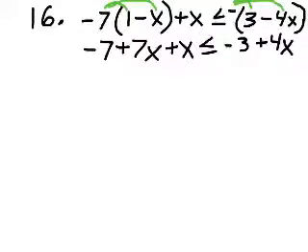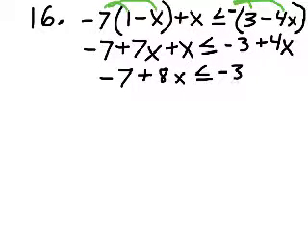There's nothing to simplify on the right, because we can't combine that negative 3 and that 4x. On the left, though, we have two x terms. So 7x plus x is 8x. So we'll change this. Negative 7 plus 8x is less than or equal to negative 3 plus 4x.